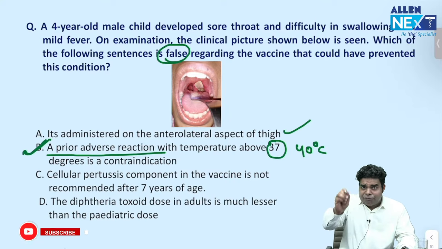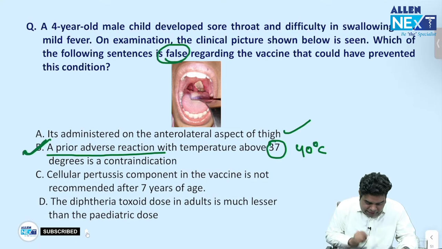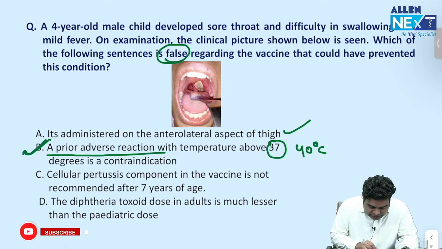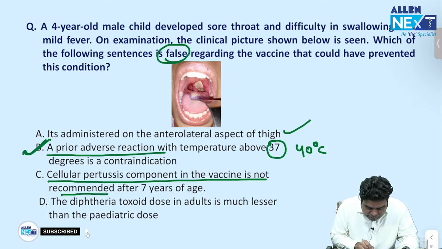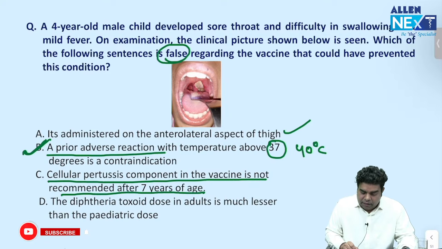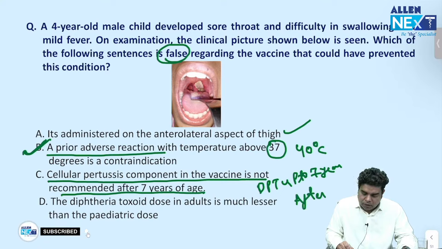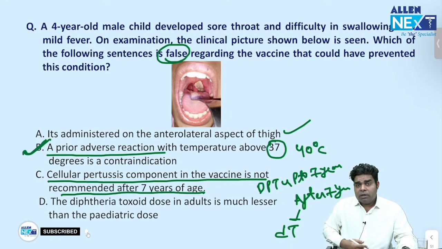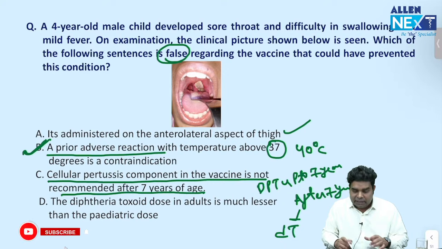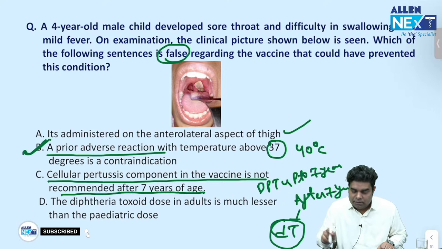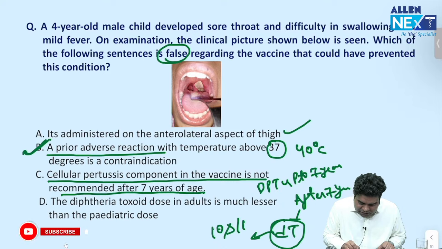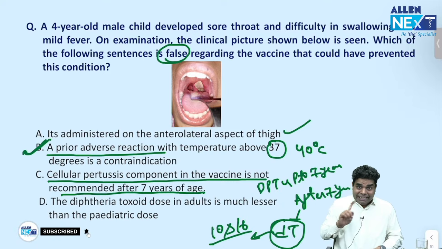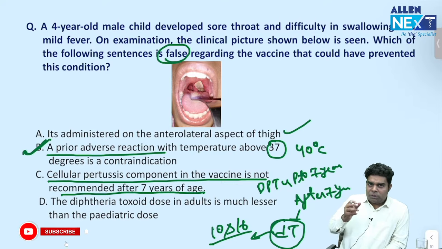Now, the main confusion which occurred to me also was in option number D. Let me come to C first. Acellular pertussis is the vaccine not recommended after 7 years. Correct. DPT is given only up to 7 years. After 7 years, we give DT. And this question came in NEET also, that at 10 and 16, what we give, DT or TT? So we give DT, not TT. DT is given at 10 and 16. Okay. Not TT, DT.